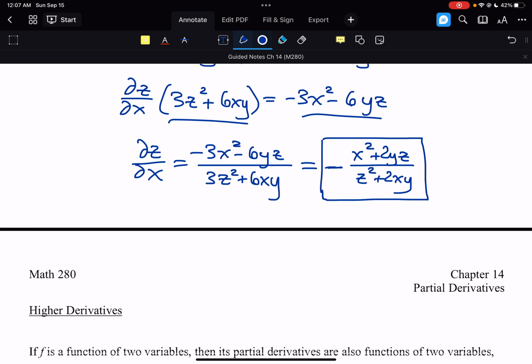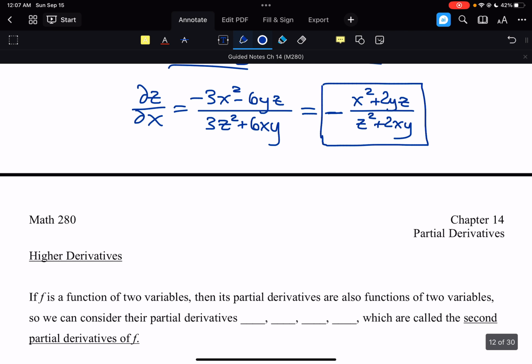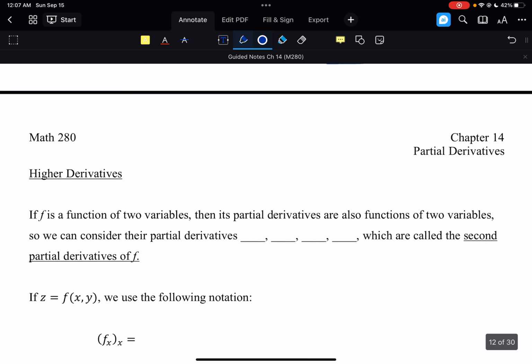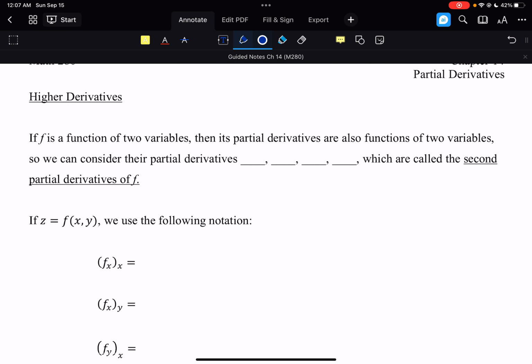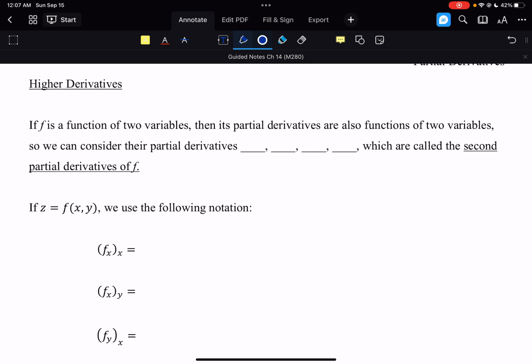Next up, we have the concept of higher derivatives. So we can take derivatives of higher orders. So just like in Calc 1, if you take a derivative, you can also take a derivative of that, right, to get the second derivative. And then the third derivative, fourth derivative, et cetera. Same thing here. It's just that you can take partial derivatives and you have to indicate which variable you're taking the partials with. So if f is a function of two variables, its partial derivatives are also functions of two variables, so we can consider their partial derivatives.